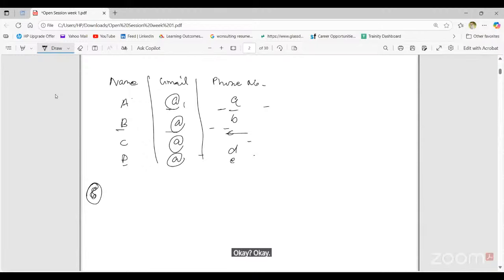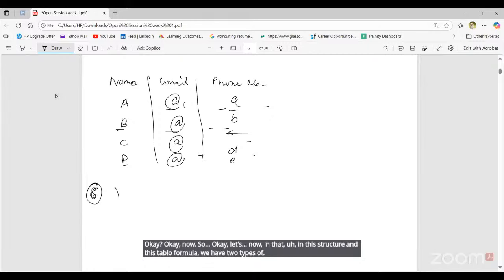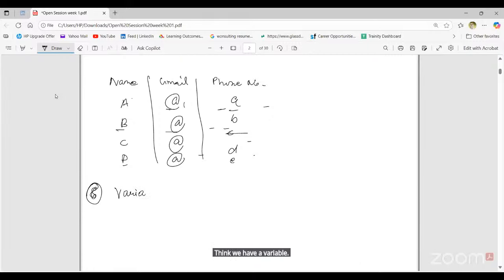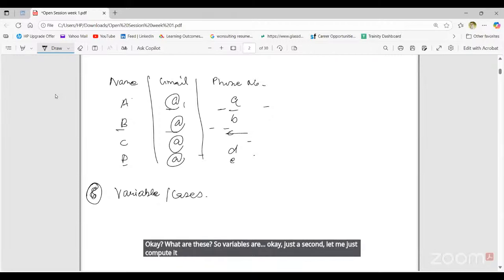Now, in this structured and tabular form only, we have two types of things. We have a variable and we have a case. Ma'am, what are these? Variables are, okay, just a second, let me just complete it and then I will come back.